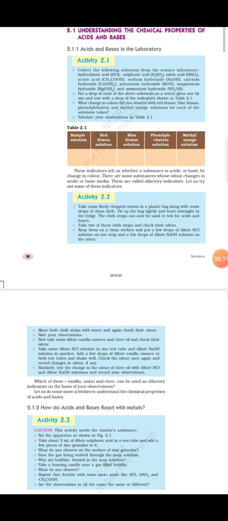So for today, try to fill this table 2.1 on the basis of the activity given. And suppose you don't know how this activity has to be done, or you don't know which solution is acidic and which is basic, then you can take any of these indicators and add them to the solution which you want to know is acidic or basic, and with the help of the indicator you can easily know about it.